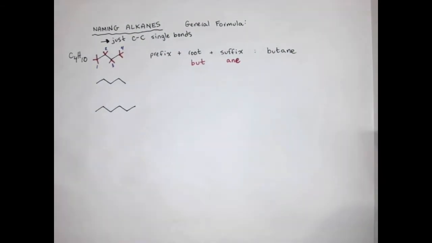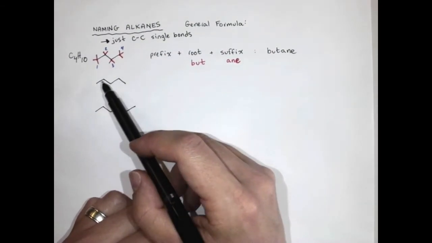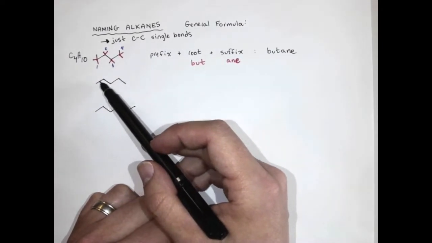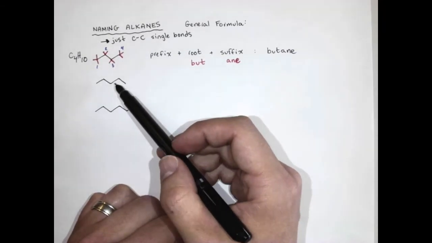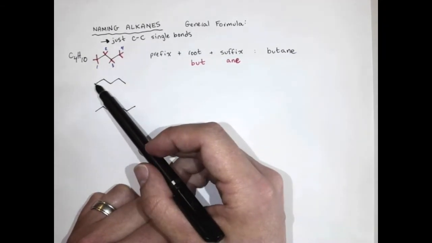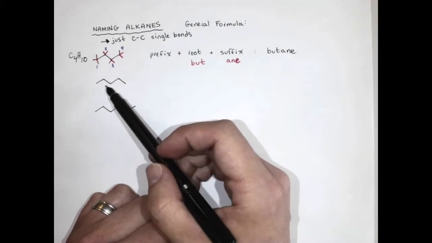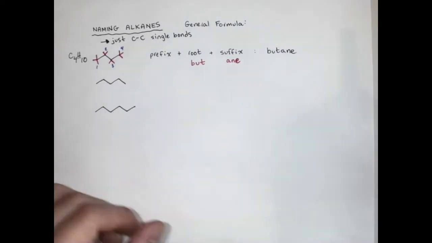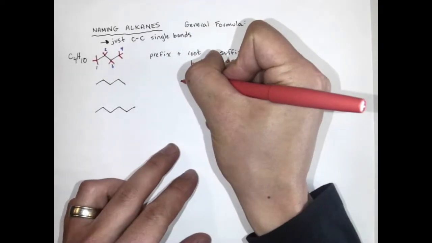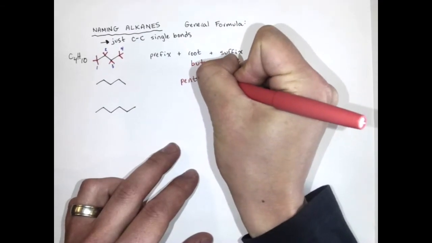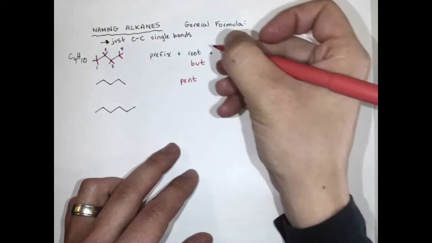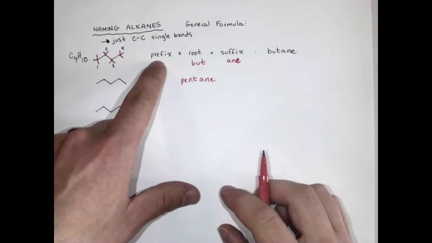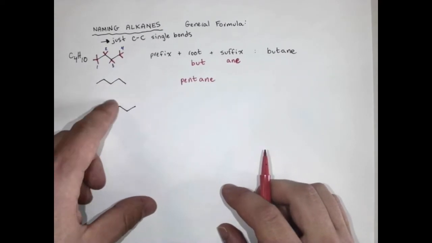All right, let's try the next one. Prefix, root, suffix. Once again, to find the root, I need to find how many carbons there are in the main chain, and it has to be continuous. I can't have little breaks in there. So 1, 2, 3, 4, 5. I've got 5 carbons. That means that the root, according to the table, is going to be pent, and the suffix will be ane, A-N-E. I don't need a prefix because there are no branches coming off.